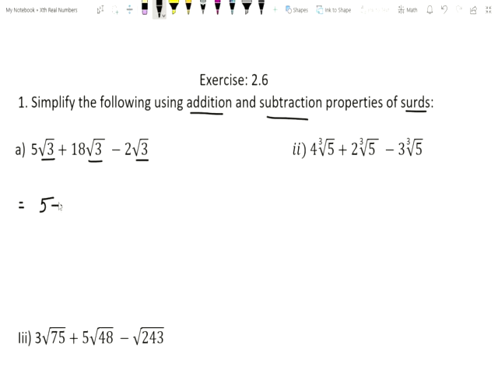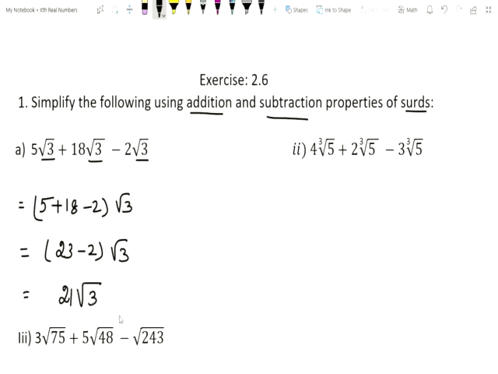5 plus 18 minus 2 root 3. Because here the common root is root 3, you just take the coefficients alone, 5 plus 18 minus 2. So 5 plus 18, what will you get, children? 23 minus 2 root 3. 23 minus 2, what will you get? 21 root 3. Do you understand? This is addition or subtraction of properties.